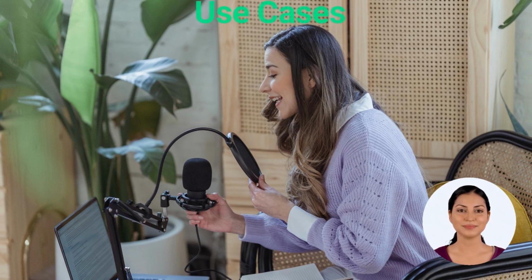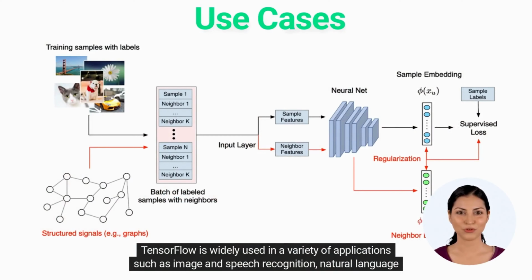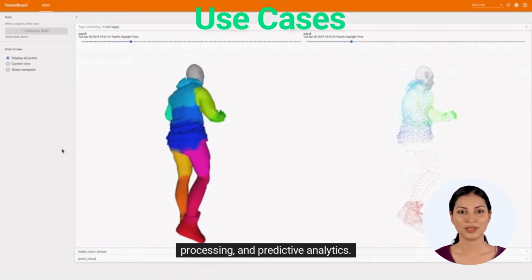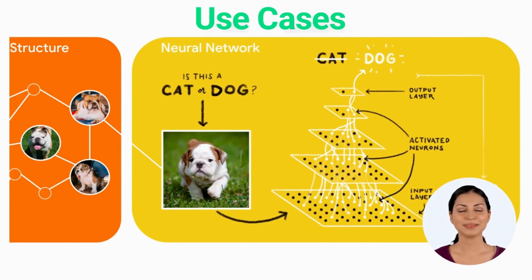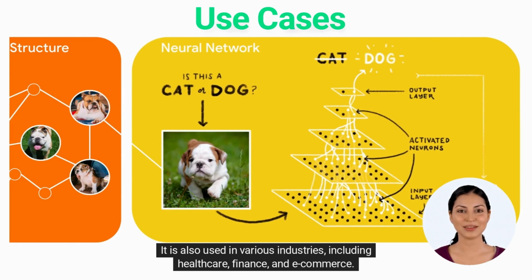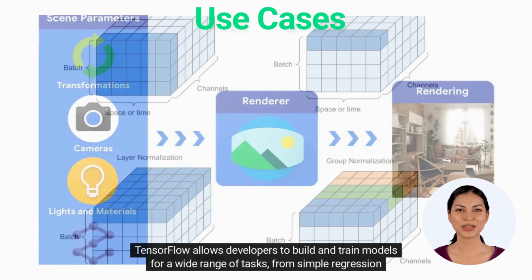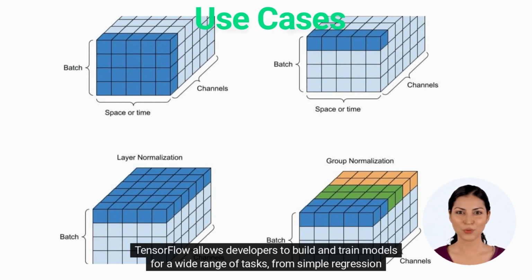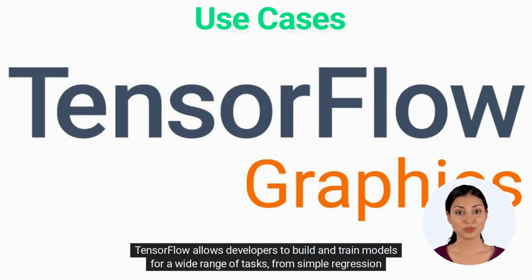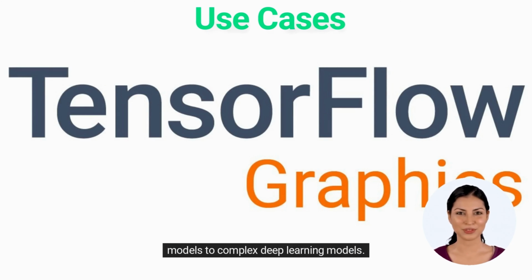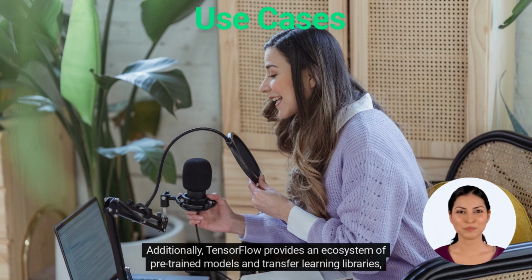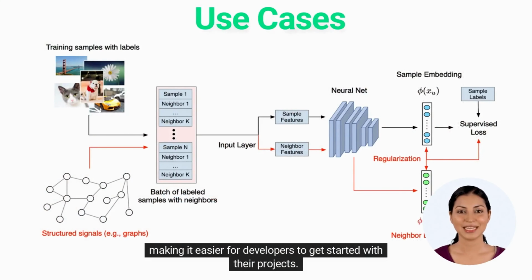Use cases. TensorFlow is widely used in a variety of applications, such as image and speech recognition, natural language processing, and predictive analytics. It is also used in various industries, including healthcare, finance, and e-commerce. TensorFlow allows developers to build and train models for a wide range of tasks, from simple regression models to complex deep learning models. Additionally, TensorFlow provides an ecosystem of pre-trained models and transfer learning libraries, making it easier for developers to get started with their projects.